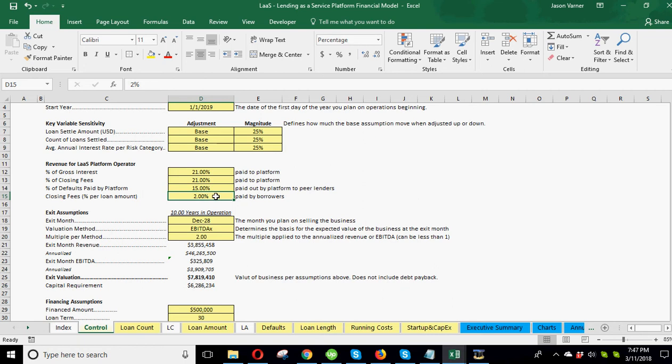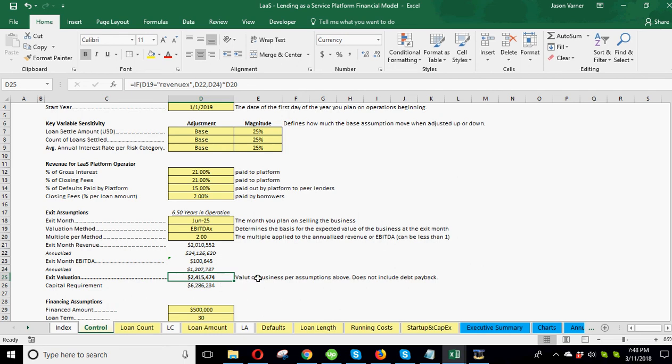Then we've got exit assumptions, so you can choose if you want to try to sell the platform at a given time, you just enter that in. It'll tell you how many years it is. You could pick the valuation method, EBITDA or percentage of revenue multiple, put in the multiple, and it gives you an exit value based on that, which is looking up from the monthly P&L tab. And then you can see the annualized figure there for each one. And there's the exit valuation.